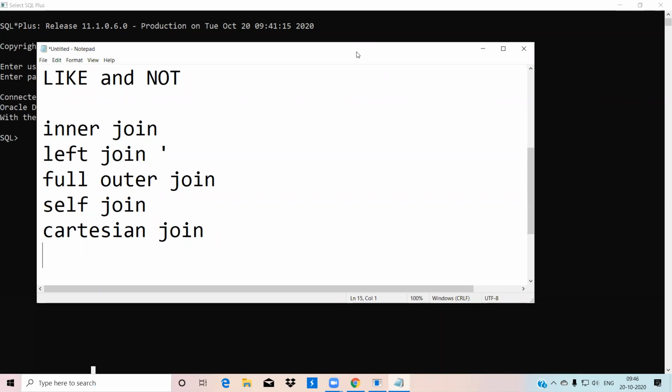Okay, what does the left join do? The left join only retrieves the left part of your data.